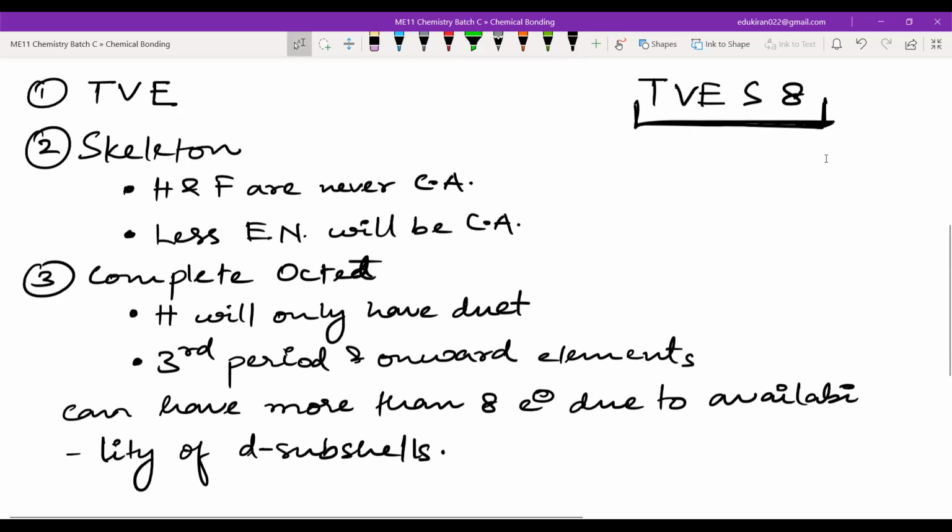Let me know if you are done writing these points. Done, sir. Done? What about others? Done. Sidra, done? Yes, sir. By the way, Sidra, you have mathematics or biology? Mathematics.